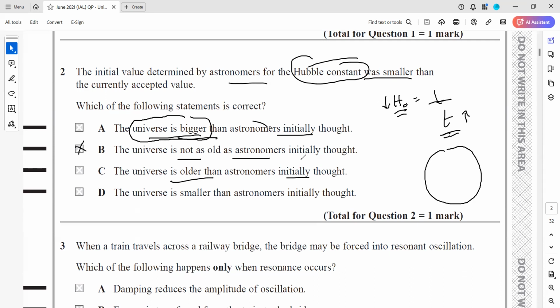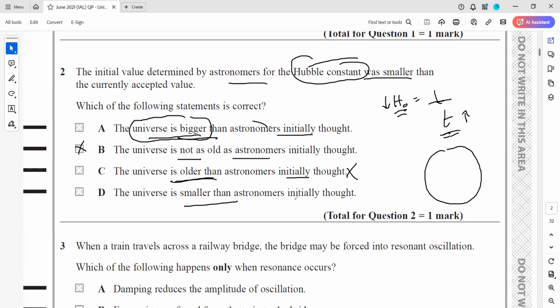But this is correct, the value has been corrected. Like how the two statements are different from each other here: the universe is not as old as astronomers thought. Because if the universe was old, then the Hubble constant value should remain smaller. But because the value is higher, it means the age of the universe is smaller. If it is older, then the value of the Hubble constant should remain smaller.